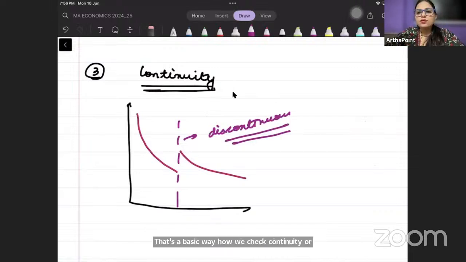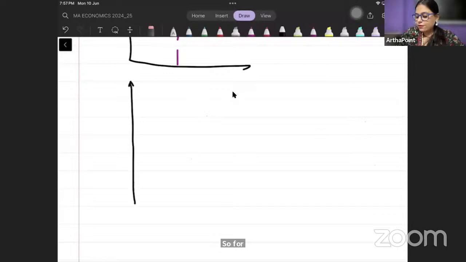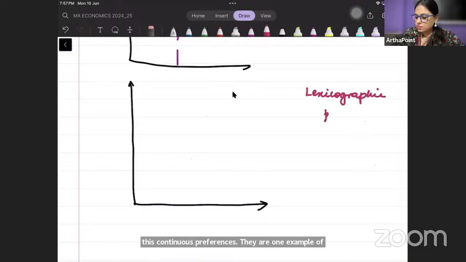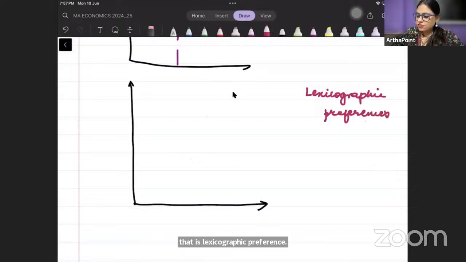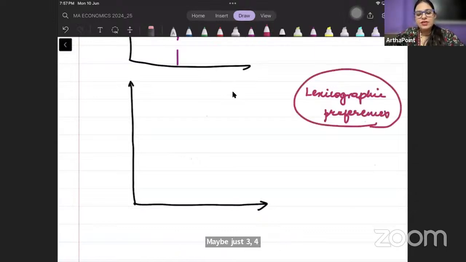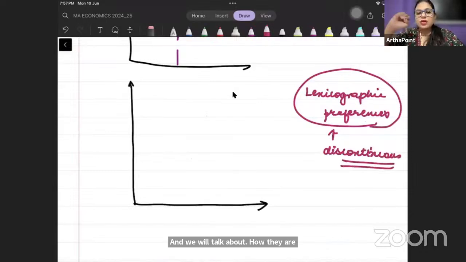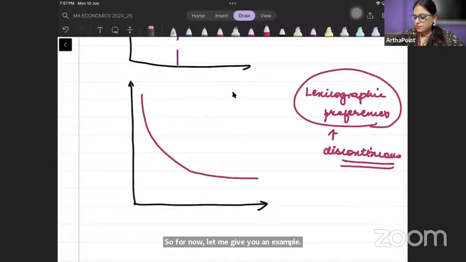Same is the case with indifference curves. I will dedicate one full lecture to discontinuous preferences. One example of that is lexicographic preference. Maybe just 3-4 lectures after today's lecture, we will do lexicographic preferences and talk about how they are discontinuous. For now, let me give you an example. Let's say I have this indifference curve. This is good X. This is good Y.